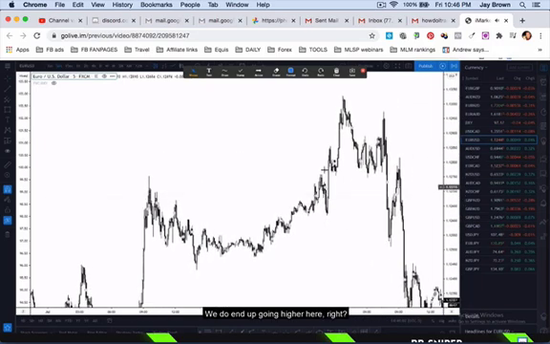We do end up going higher here, right? And then price comes down and then retraces. And then it comes down to what?